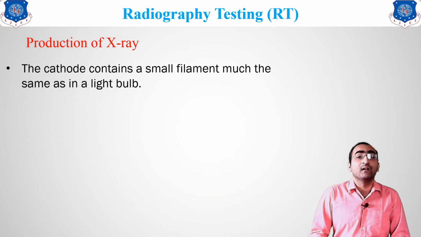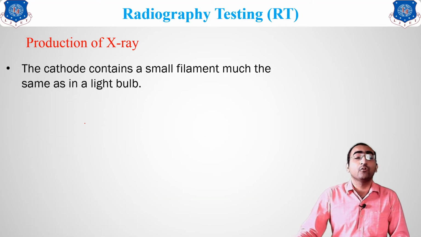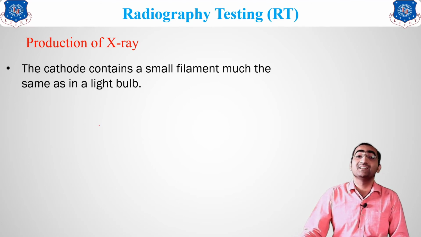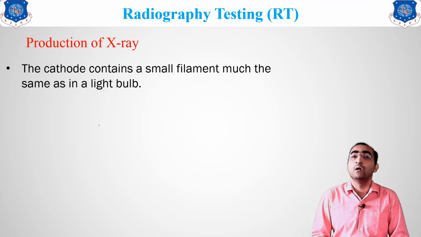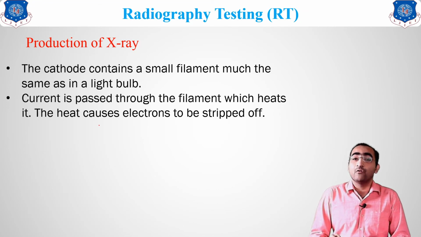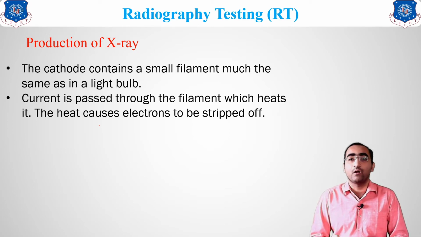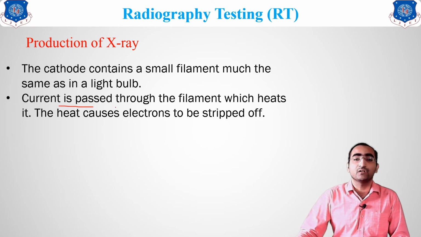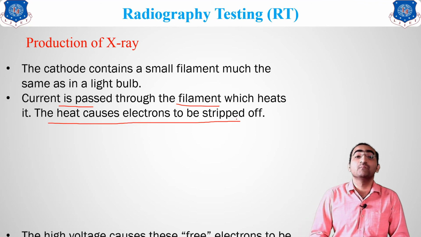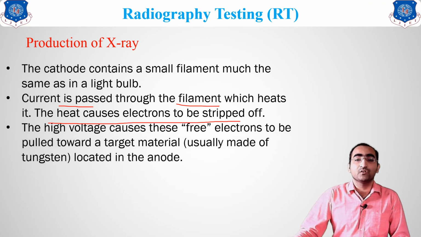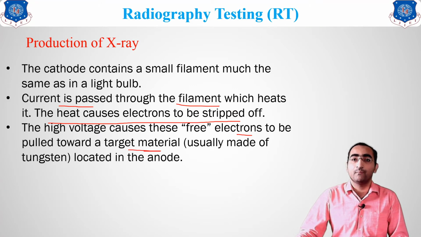Done? So now, what will be the cathode? The cathode always contains a small filament, the same as what we use in a bulb. The small thin filament is the cathode. What is the anode? Anode is the target on which we want the cathode particles to fall. So what will happen? The current is passed through the filament which heats it, and due to the heat, electrons come out. Now this high voltage causes the electrons to be pulled towards the target material, which is the anode.